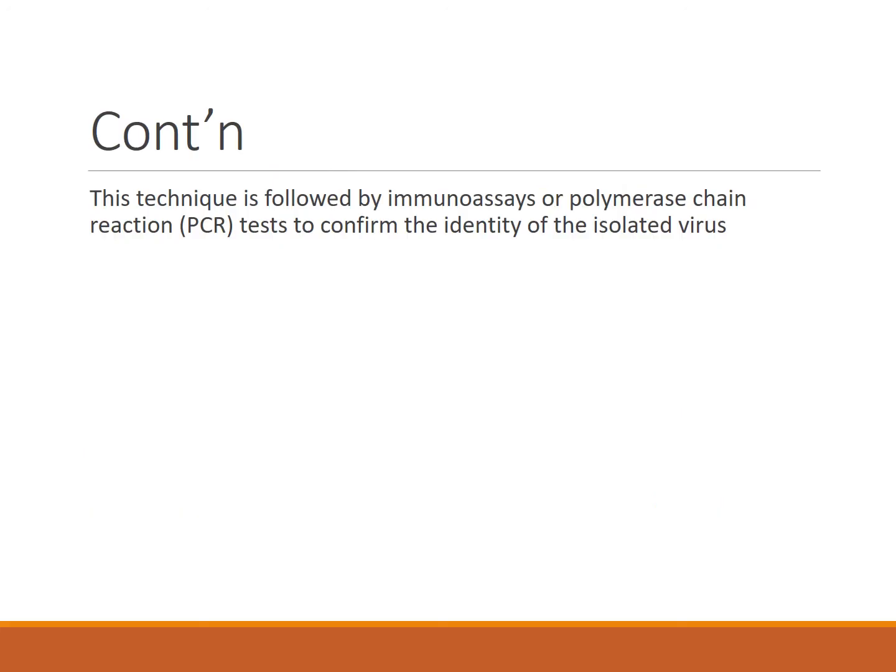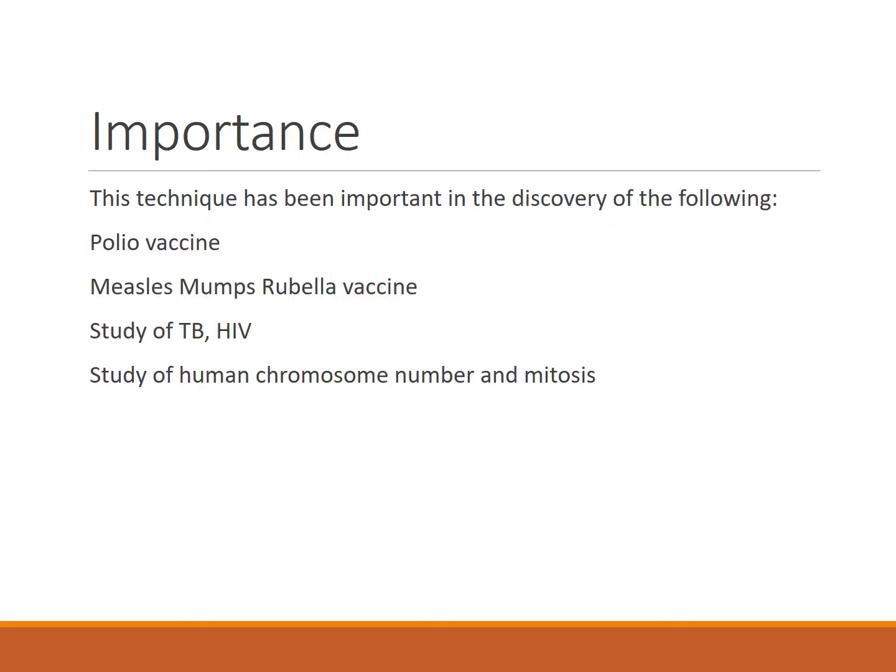This cell culture technique is then followed by immunoassays or polymerase chain reaction tests, also known as PCR tests, to confirm the identity of the isolated virus. The importance of the cell culture technique has been evidenced by the development of the polio vaccine, the measles, mumps, rubella vaccine, the study of TB and HIV, and in the study of human chromosome number and mitosis, whereby the HeLa cell line was quite useful.